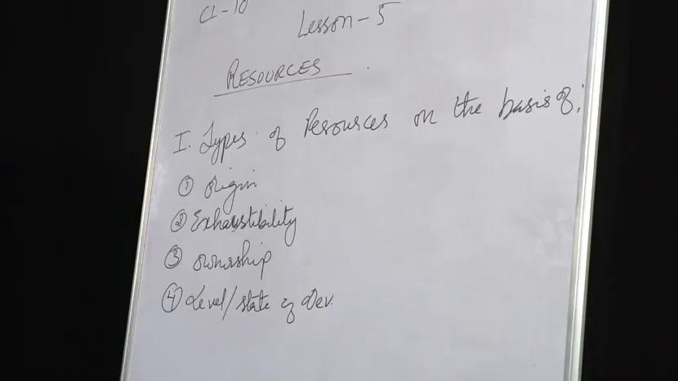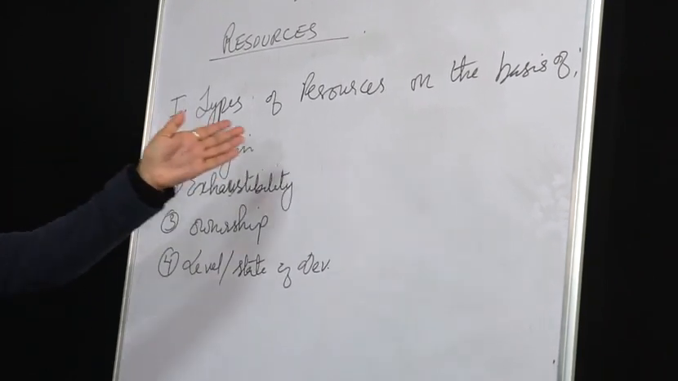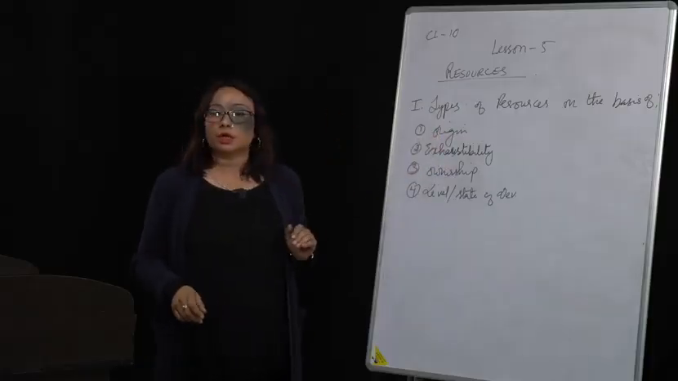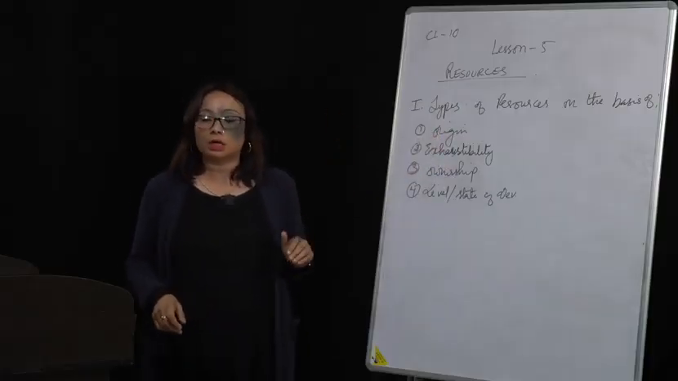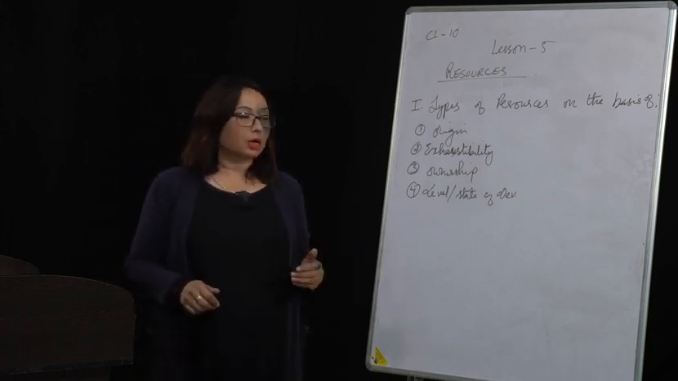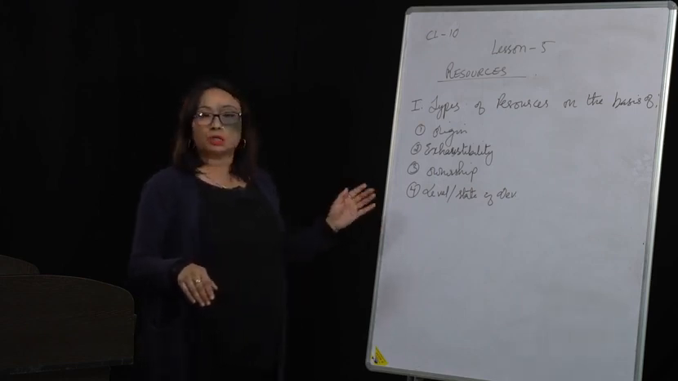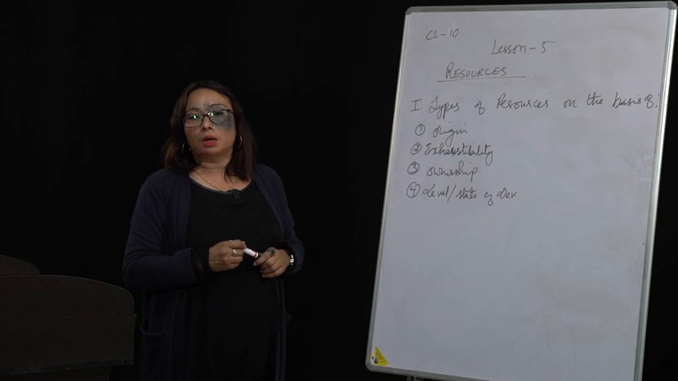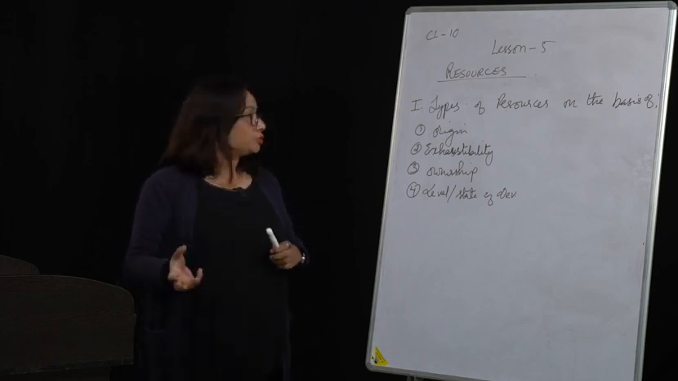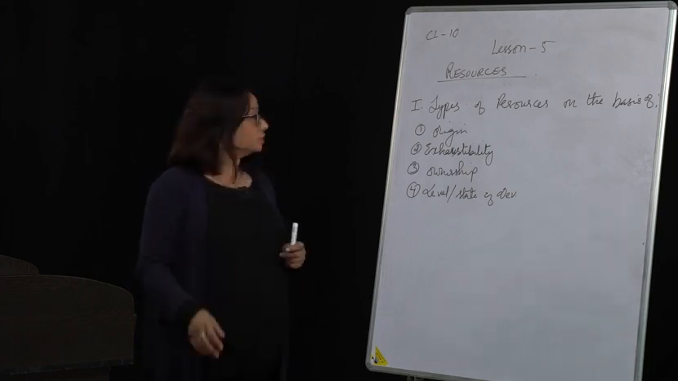Today our topic is a continuation from last time, that is types of resources on the basis of origin. On the basis of origin, resources can be classified into biotic and abiotic. Biotic is the living or having life. Last class I did it, so I will not go into detail. Abiotic means composed of non-living things, rocks, minerals.